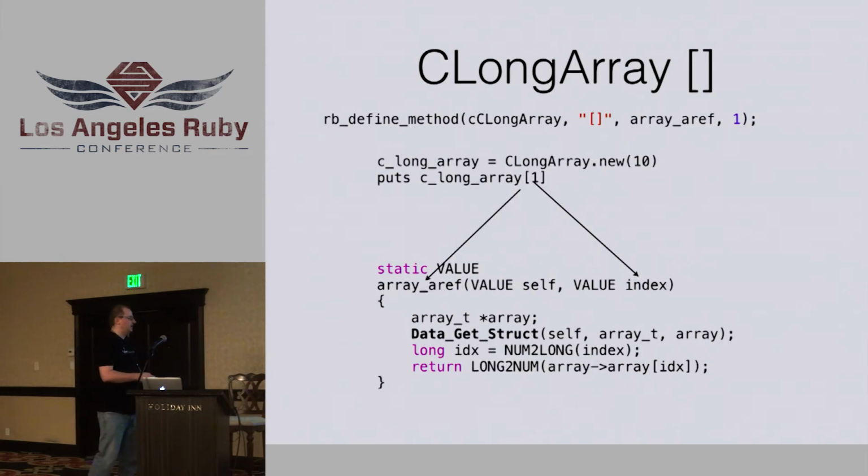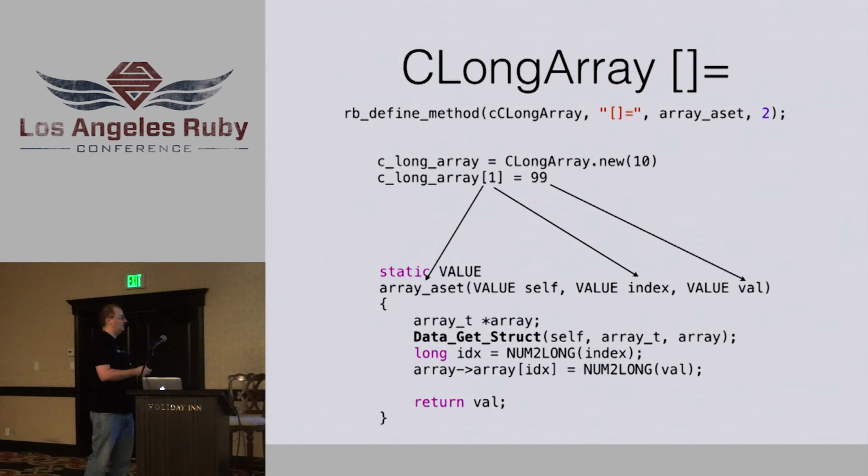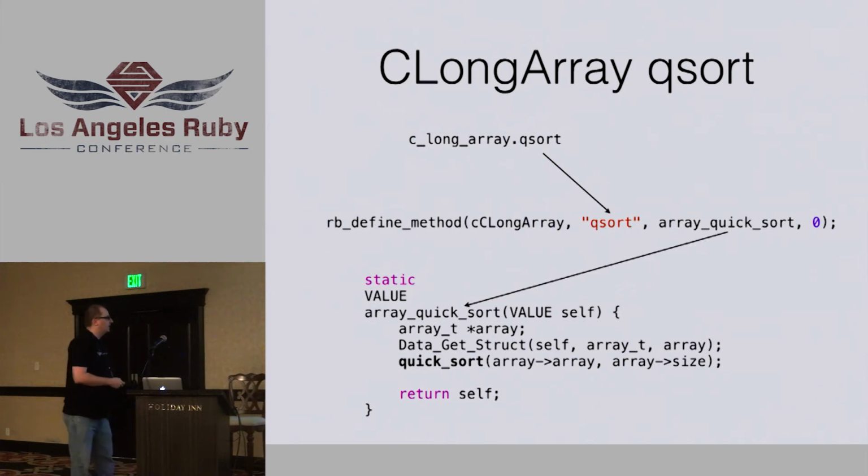This is the accessor, right? I think you can see the pattern that yet again we use the same function, data get struct, to get the in-memory address of that structure. And then we just convert the passed-in values, and we set the element of the array in C. This is the setter, which is almost exactly the same except for this line. Instead of getting, we're actually setting that value. So this is the quicksort.